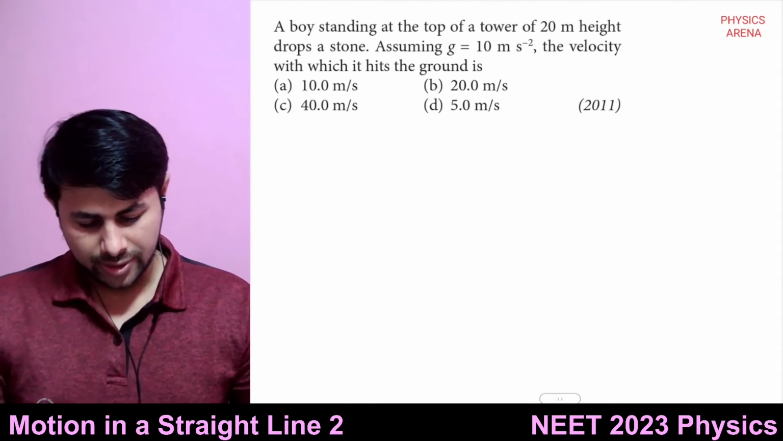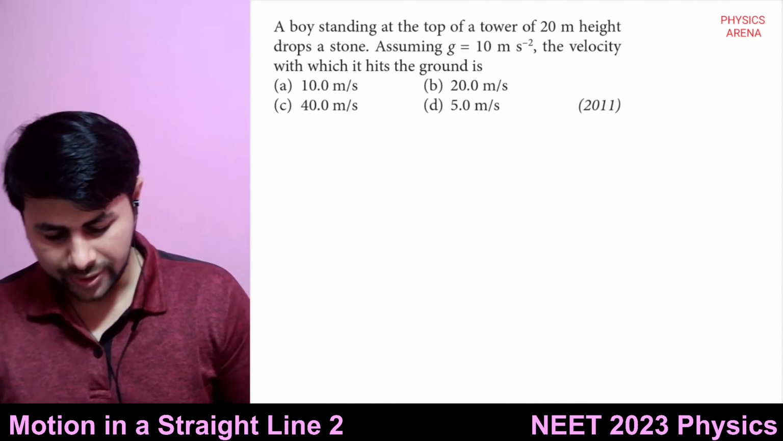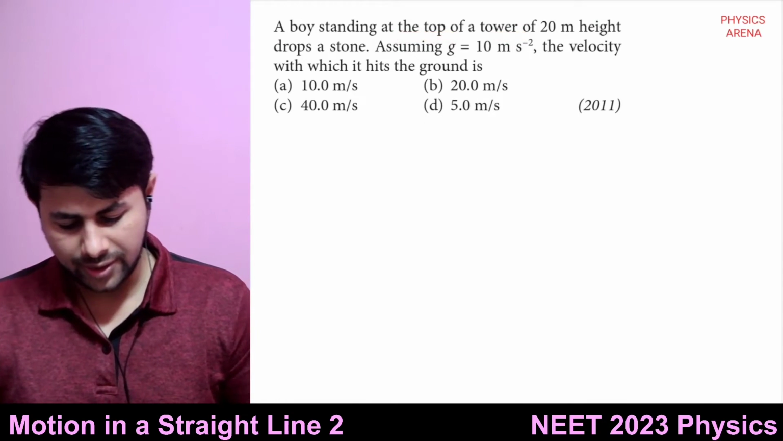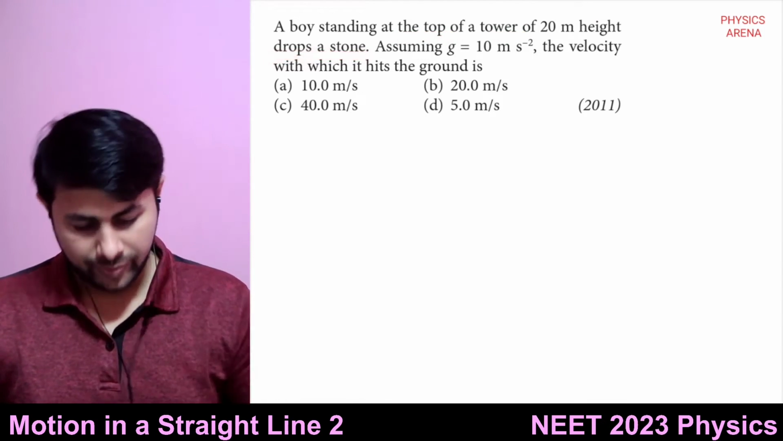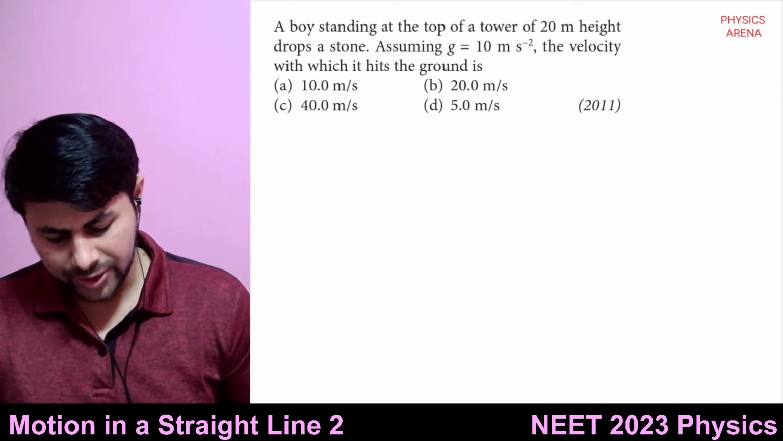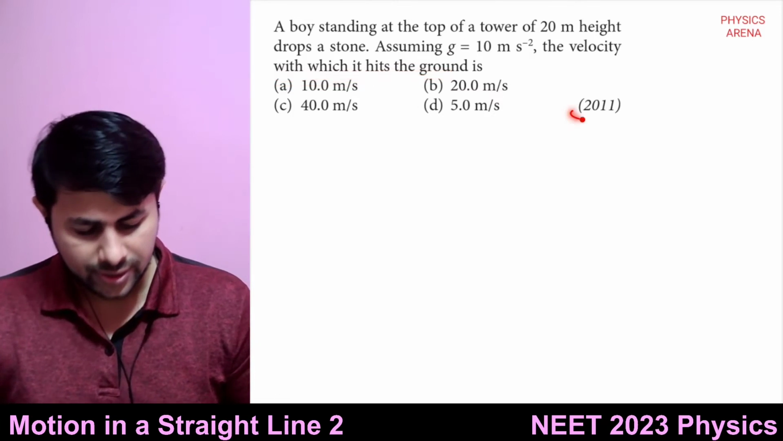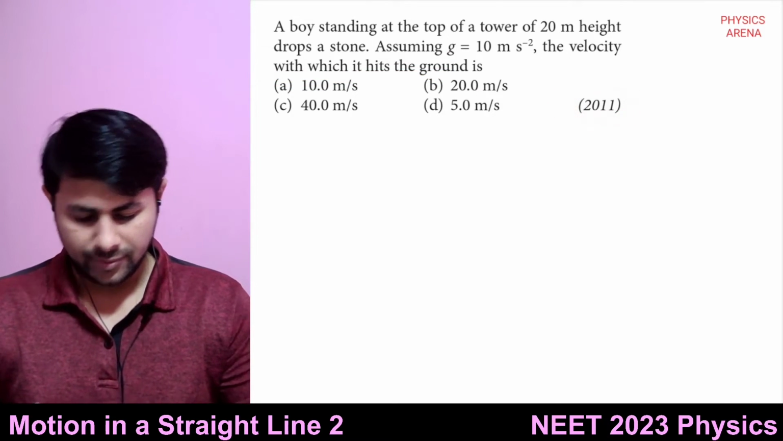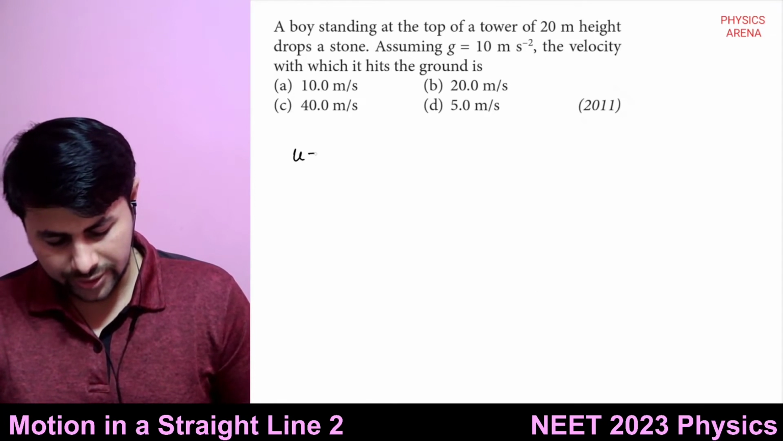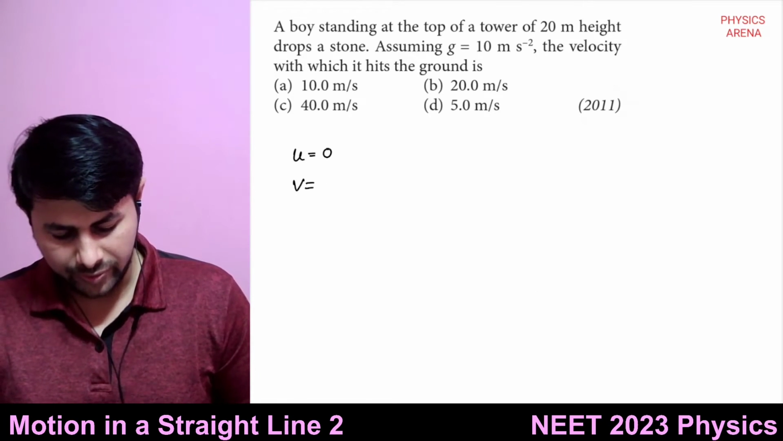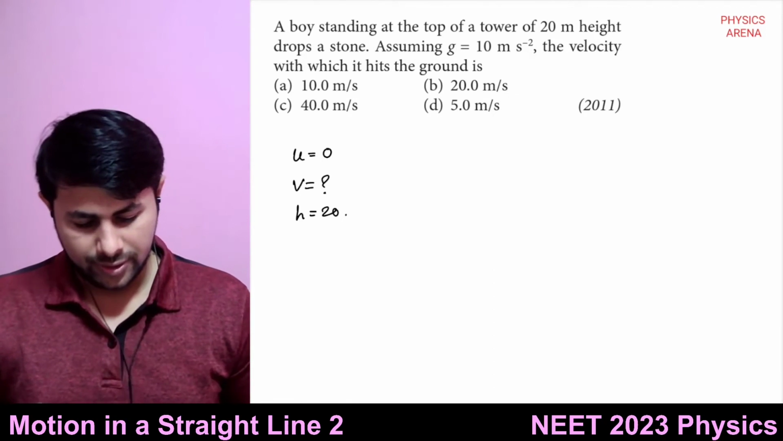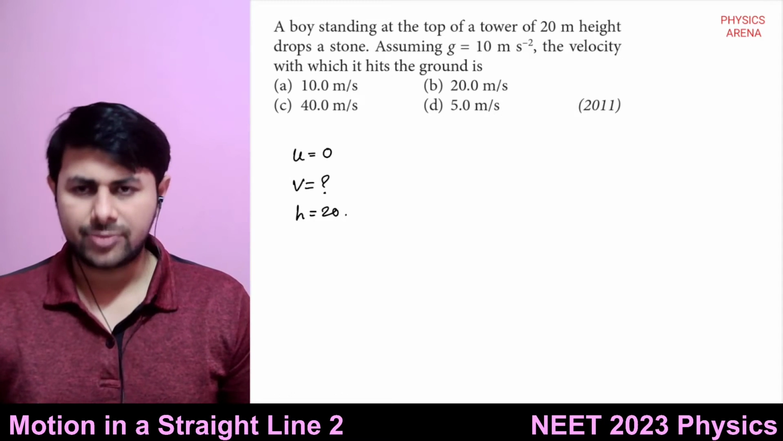Okay, so let's move on to the next question. A boy standing at the top of a tower of 20-meter height drops a stone. Assuming g equals 10 meters per second squared, the velocity with which it hits the ground is? This is very simple. The boy drops a stone, so u is equal to 0. We know the height of the tower, it's 20, and g is given, which is 10 meters per second squared.